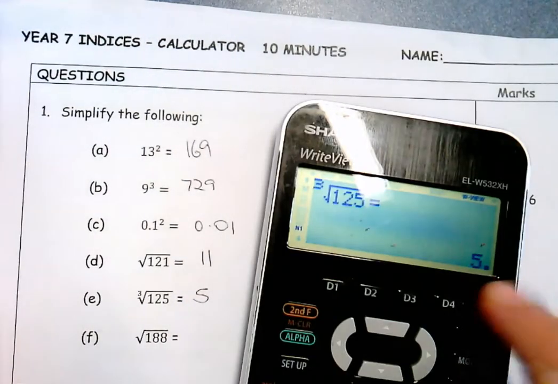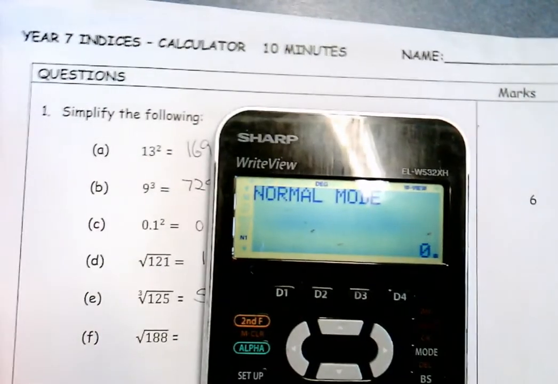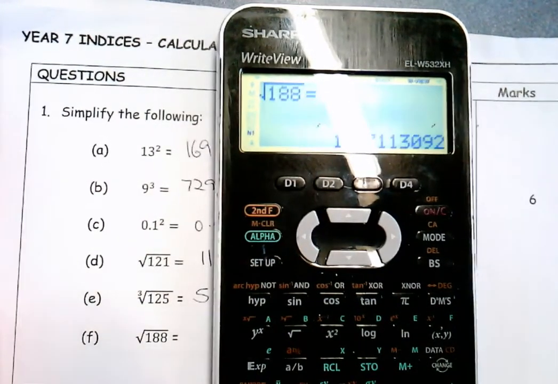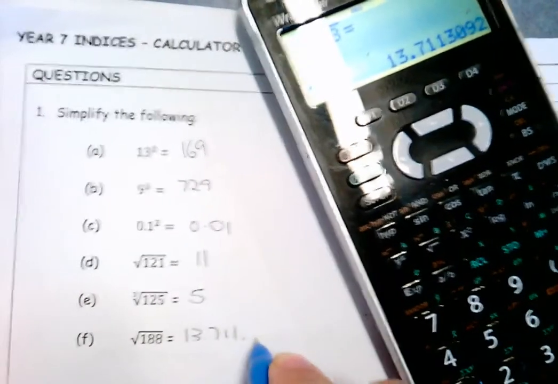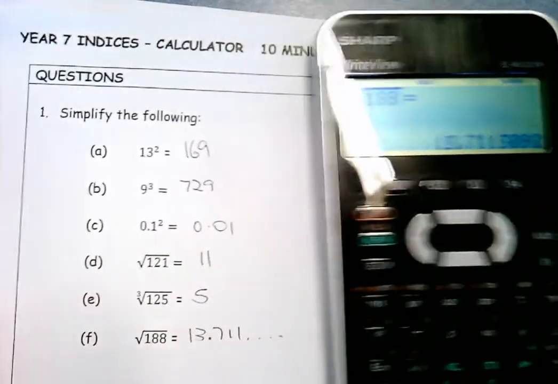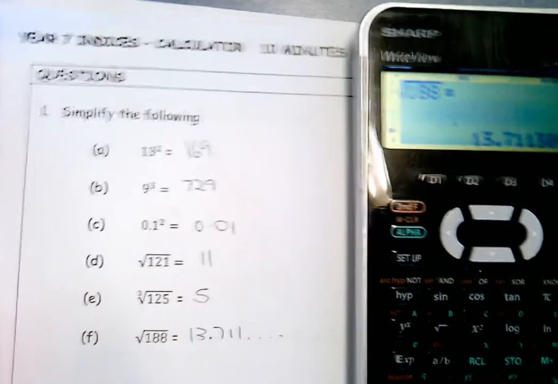And with the last one, square root of 188, it's just your square root button, 188 equals 13.711 will do. You don't have to add, just put dots at the end. 13.711 and just with some dots on the end. Okay.